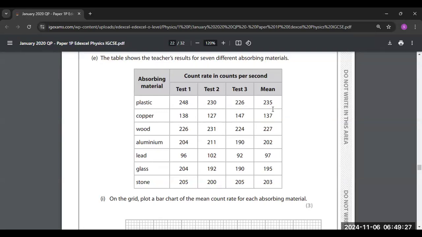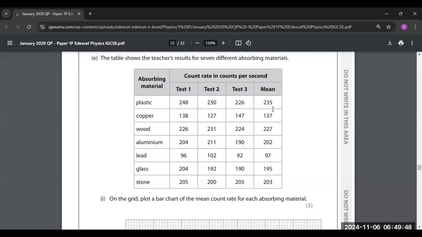Wait, isn't the lowest mean rate going to be the best one? Yes. Yes. Because that means it has less radiation passing through. That's right.